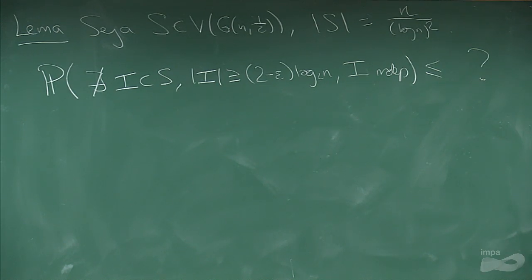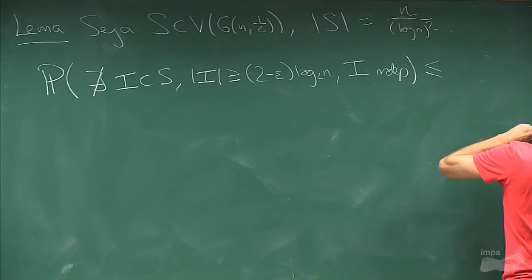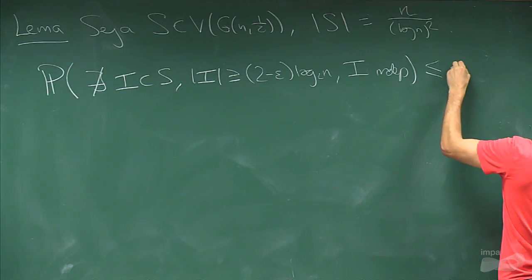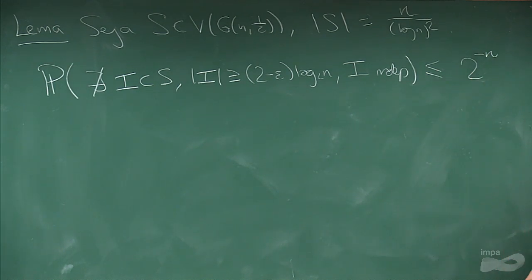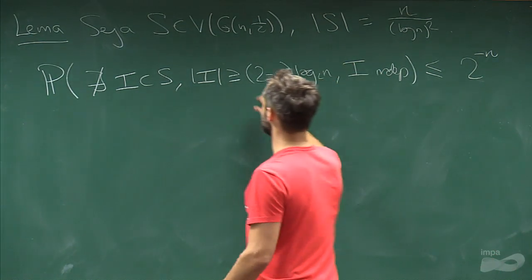Right. What do we have to beat? We have to beat the number of choices for the set S. So in particular, if we can prove, say, 2 to the minus n, then we're probably in good shape. Right. Let's try and show the probability that the set is bad is really small. Okay. Now, how are we going to prove this lemma?